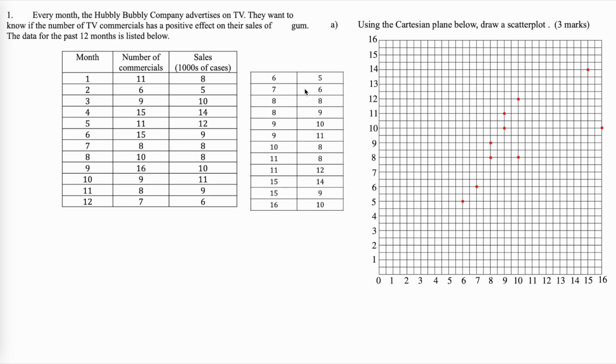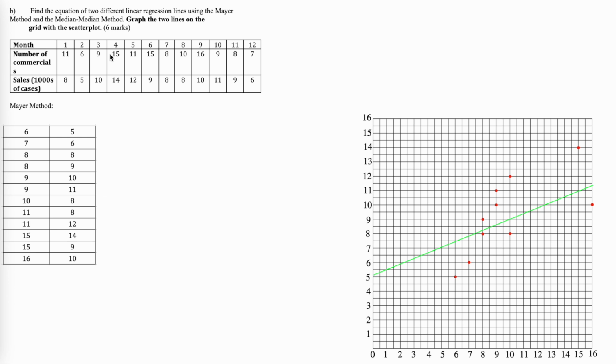Let's move on to part B. Find the equation of 2 different linear regression lines using the Mayer method and the median method. Graph the 2 lines on the grid with the scatter plot. I'm starting with the Mayer method. Here's my data sorted. The Mayer method, I'm going to break it into 2.